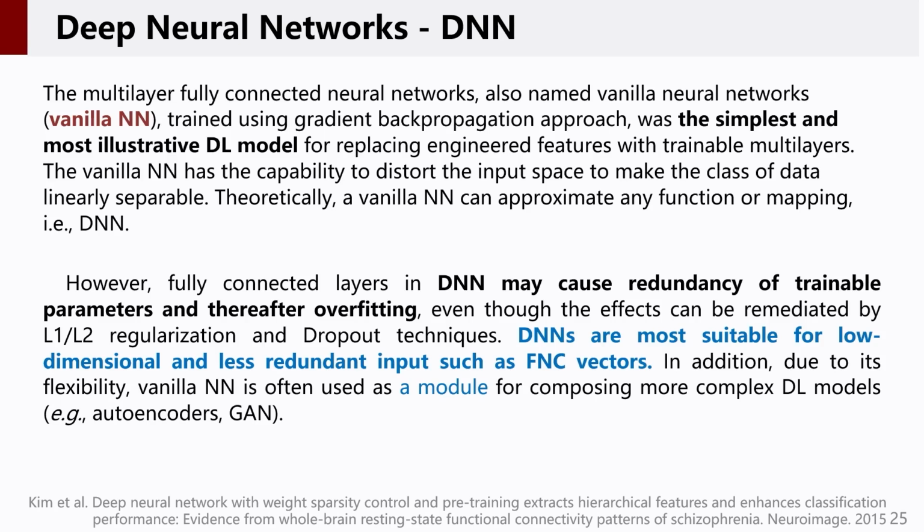Theoretically, a vanilla NN could approximate any function or mapping. But the problem is that the DNN could cause redundancy in the training parameters, and therefore it may cause overfitting. Therefore, DNNs are most fruitful for low-dimensional and less redundant input. Which means that if you want to use DNN-related networks, you'd better extract those features to make them concise and meaningful.